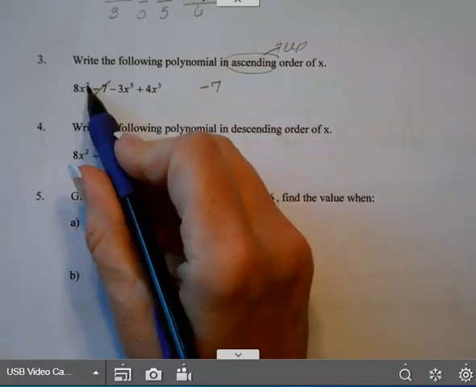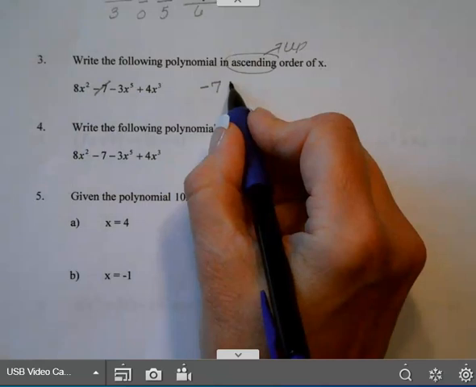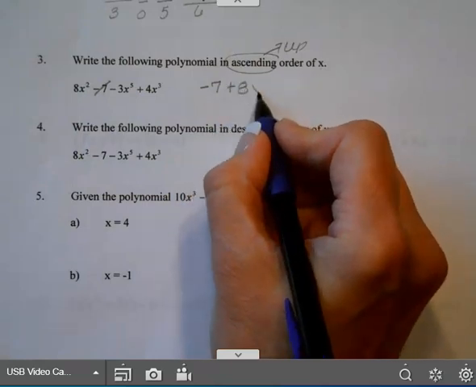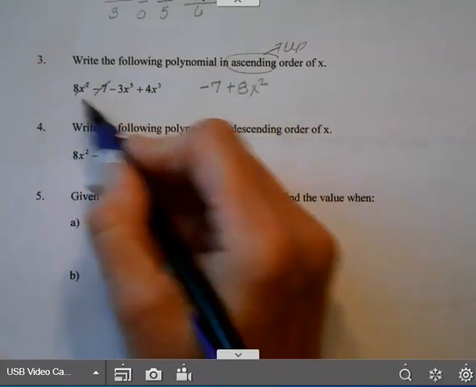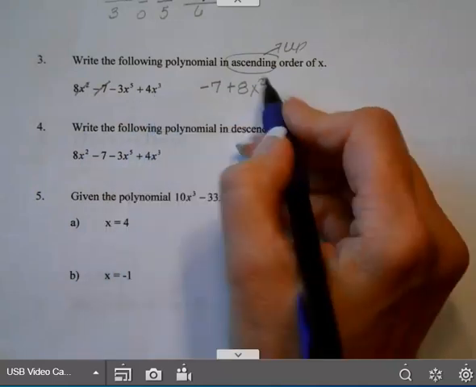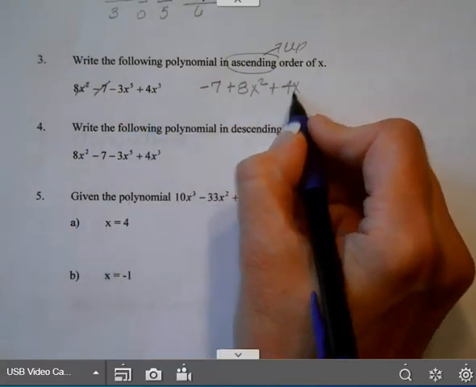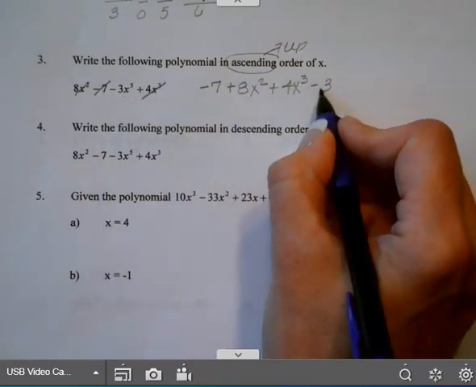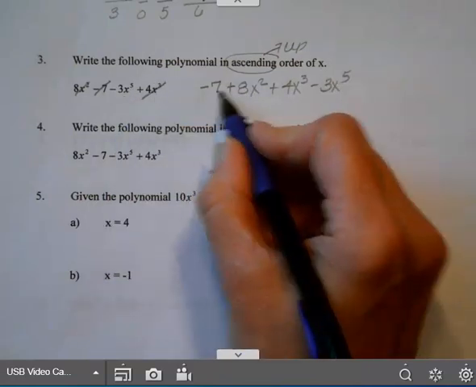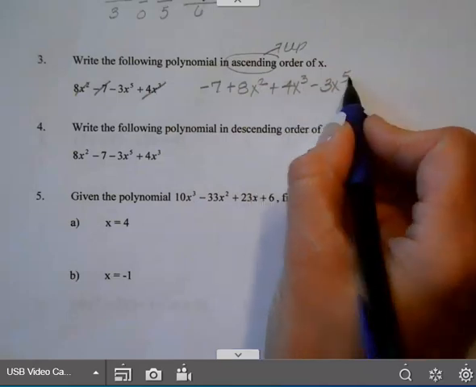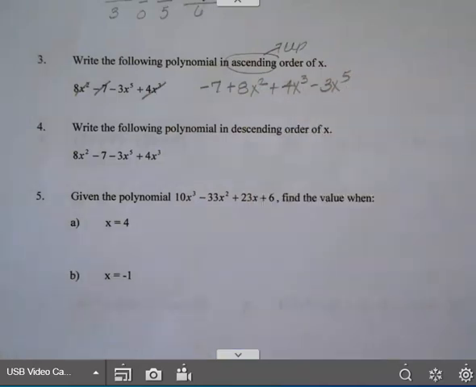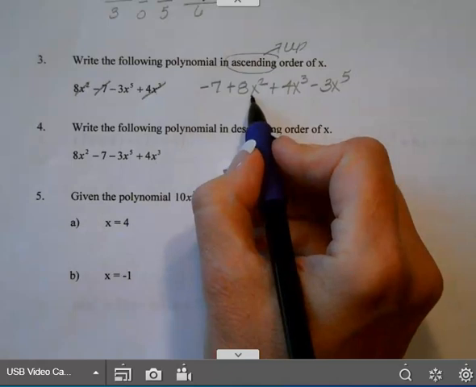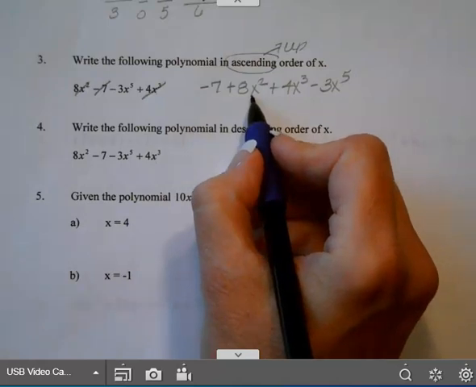I have x squared here. That's my next smallest one. So plus 8x squared. My next smallest one is the 4x cubed. And then the minus 3x to the 5th. So no x's, 2 x's, 3, and 5. We're looking at the exponents. So this is x times x. I have 2 x's multiplied together.